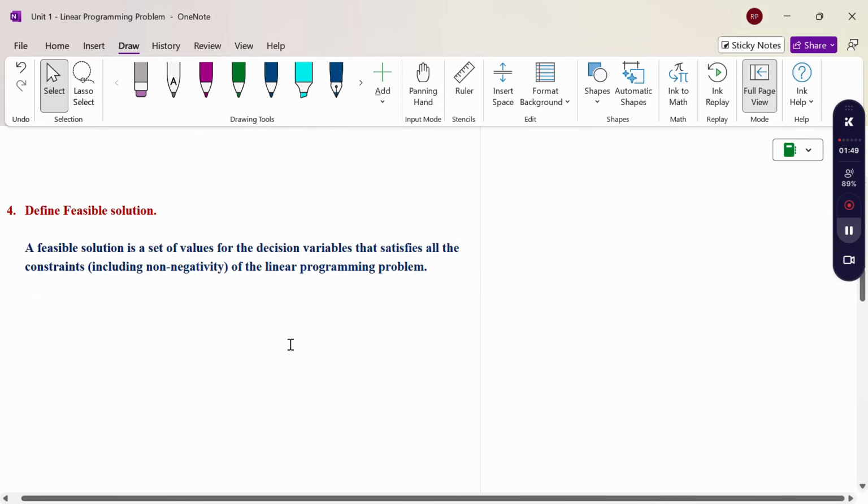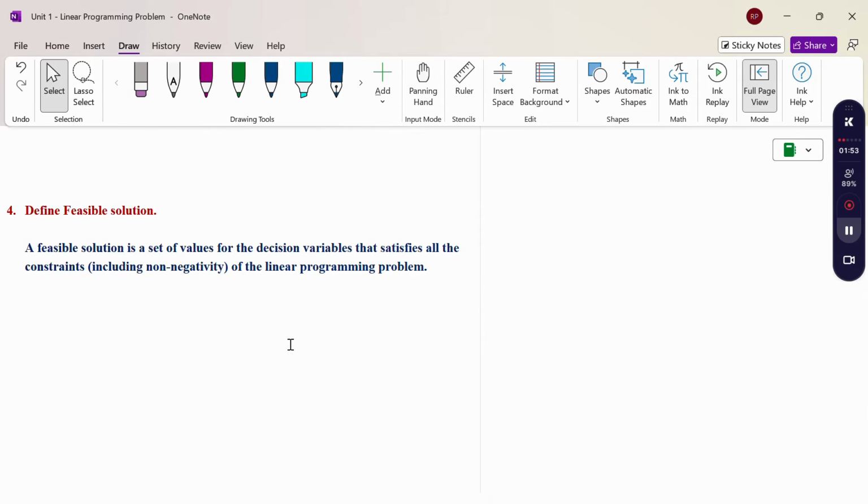Define feasible solution. A feasible solution is a set of values for the decision variables that satisfy all the constraints, including non-negativity, of the linear programming problem.